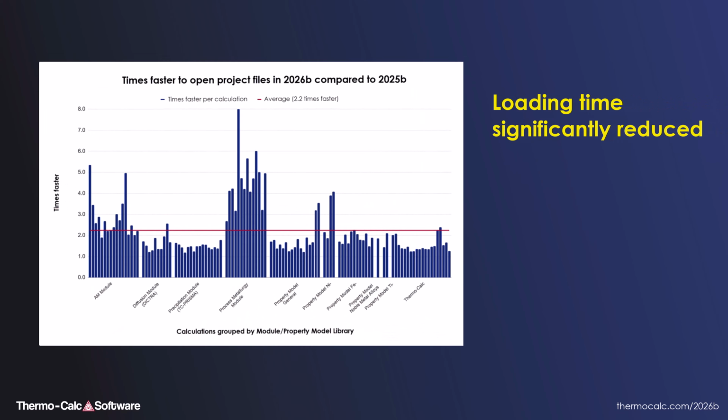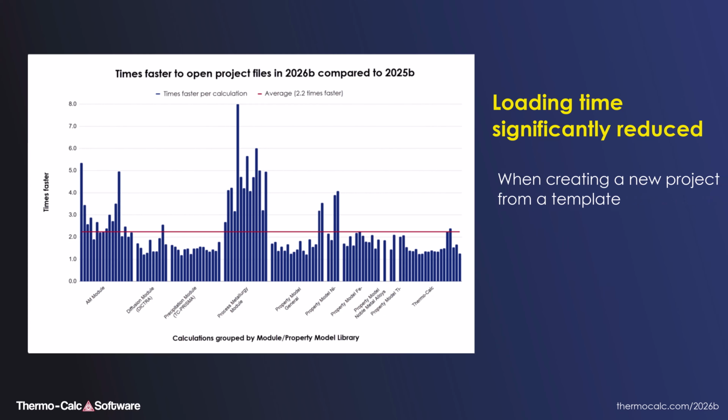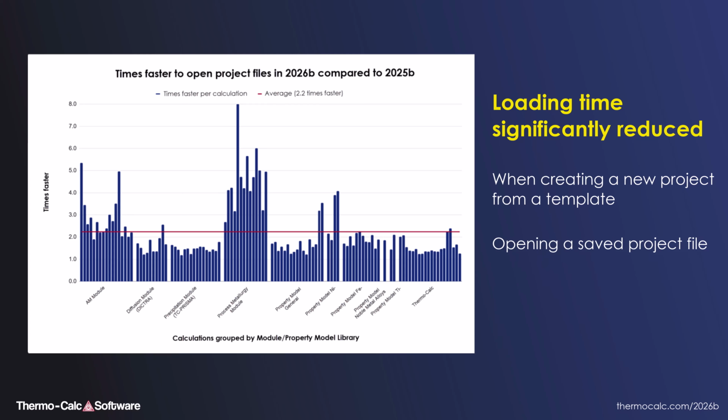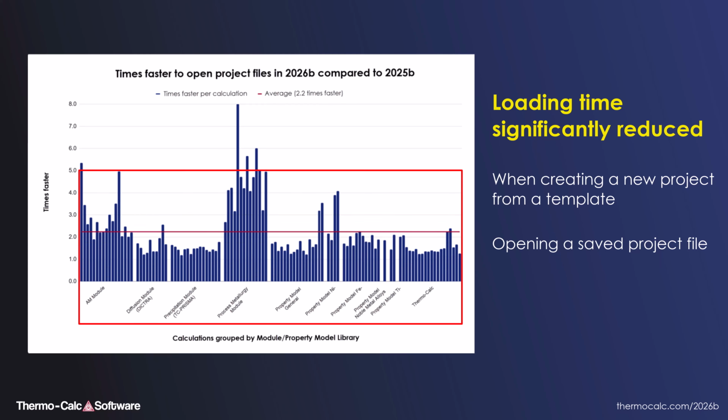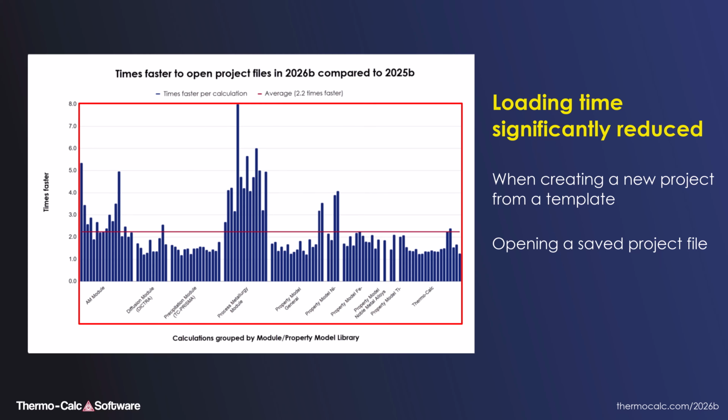Loading time has been significantly reduced when creating a new project from a template or opening a saved project file. Benchmarking shows that, on average, projects load 2.2 times faster in Thermo-Calc 2026B than they did in version 2025B. Results differ between calculation types, but improvements are seen throughout the software.